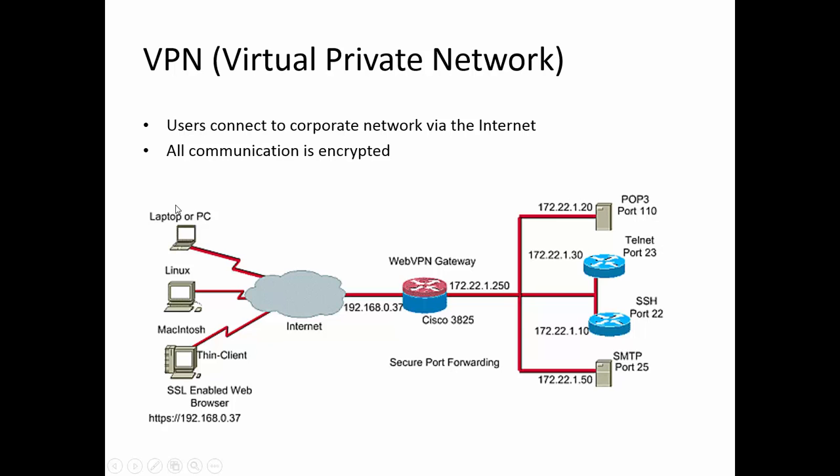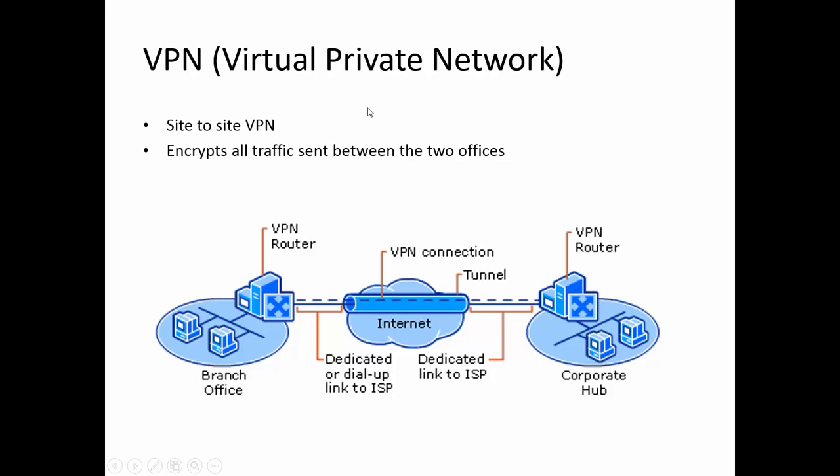This is an example of individual users. Now, here's another example of a virtual private network. This is a site-to-site virtual private network. It connects one office to another office by way of the internet, and all data sent between the two offices is encrypted. They call it a virtual private network because it allows us to send private data over the public internet.